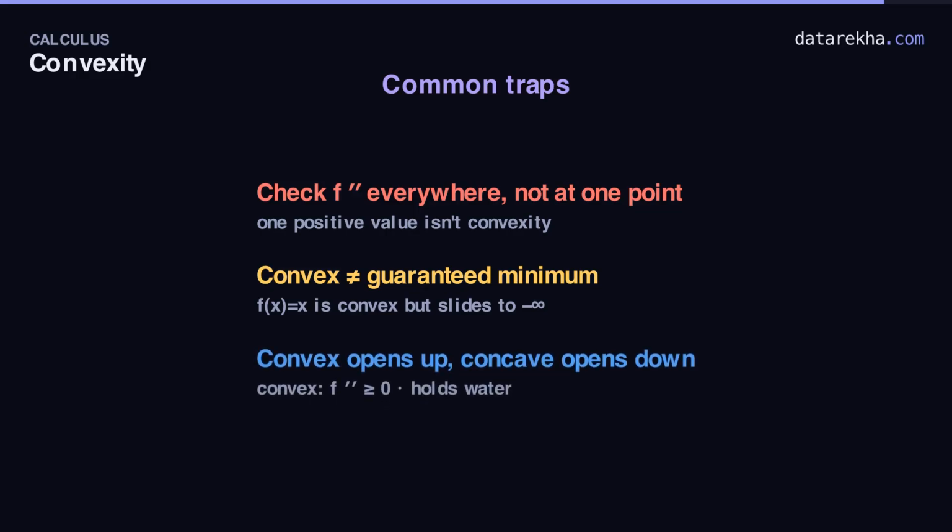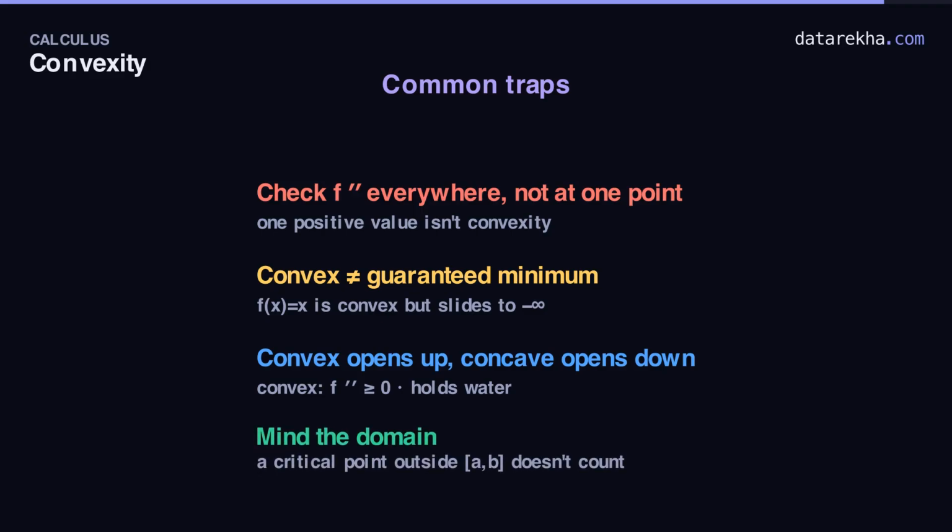Trap 3. Flipping the sign convention. Convex opens upward. f double prime non-negative, the shape that holds water. Concave opens downward. Mixing those two up is the commonest slip. And trap 4. Ignoring the domain. On the interval 0 to 3, a critical point at minus 2 is simply irrelevant. Only candidates inside the interval, plus its endpoints, are in the running.